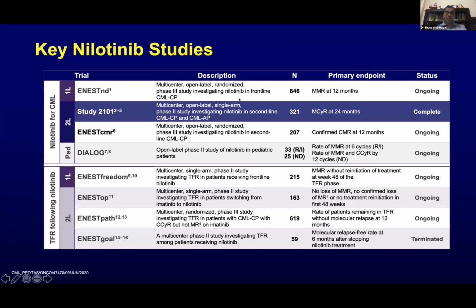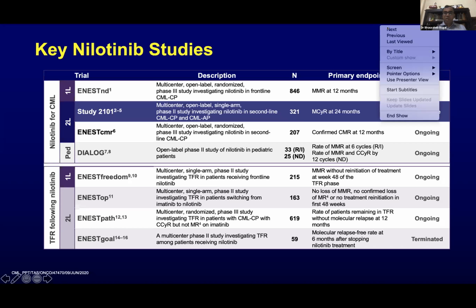So the frontline study, ENESTnd, a very famous study comparing imatinib to nilotinib head to head, was done in more than 800 patients. And there are nilotinib studies in second line as well. And there are studies of nilotinib looking at the possibility of TFR right from the beginning. So if I use nilotinib at diagnosis, that is the ENESTfreedom data, and for a person who is on imatinib but not qualifying for TFR, we'll see some of this data.